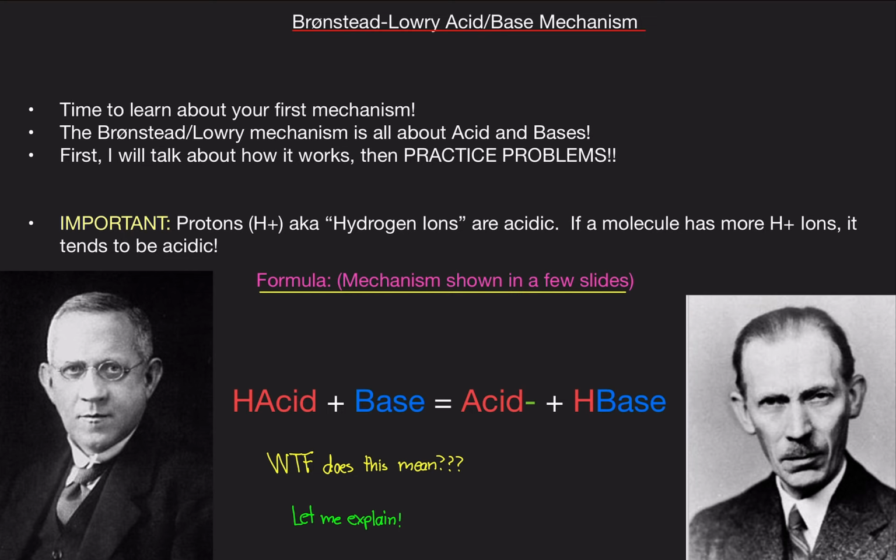So let's start. This is going to be the first mechanism you'll probably ever learn in organic chemistry. This is called the Bronsted-Lowry mechanism. Now first, what is a mechanism? A mechanism is basically a chemical reaction that's diagrammed out, and we diagram it using arrows.